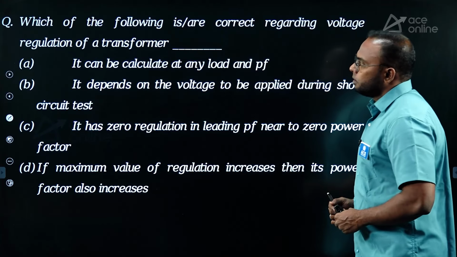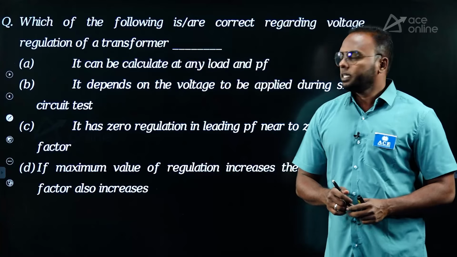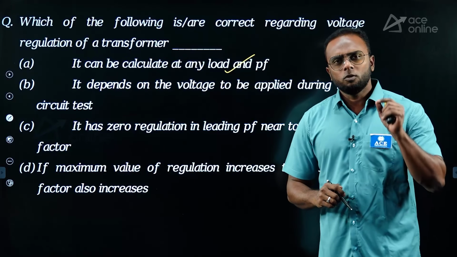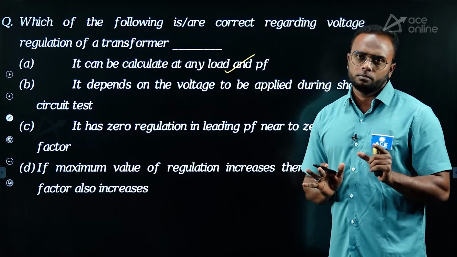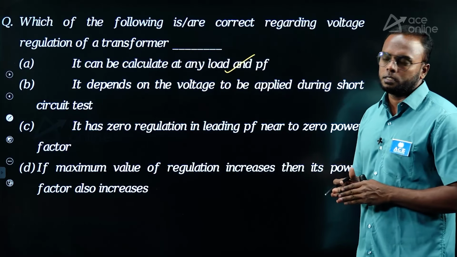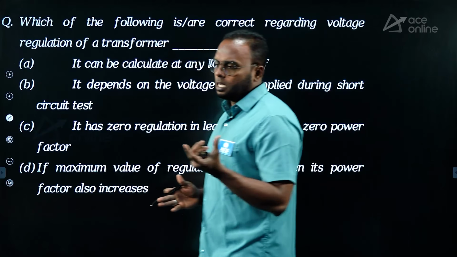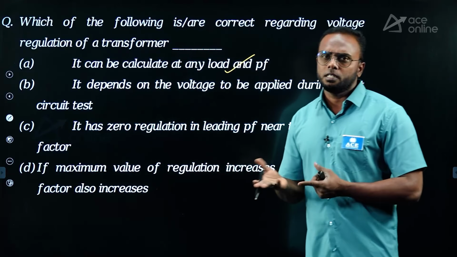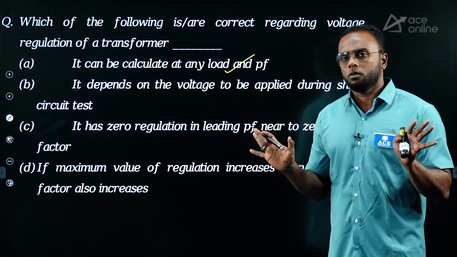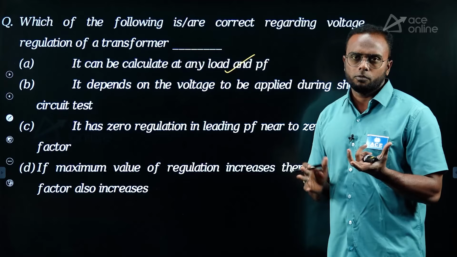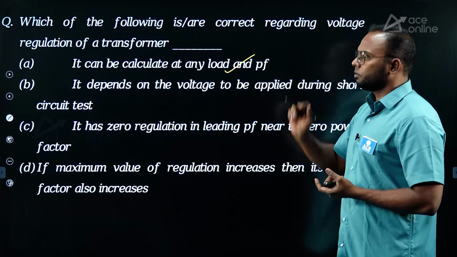See. First option: it can be calculated at any load and power factor. Yes, this is correct. Regulation we can define not only at full load. Generally in the definition we take no load to full load condition, not only there, because every time we don't apply full load on the transformer, it may be half load, it may be 70-80% like that. So anywhere we can calculate, and also at any power factor we can calculate. Different loads, different power factors will be there. So this is correct.